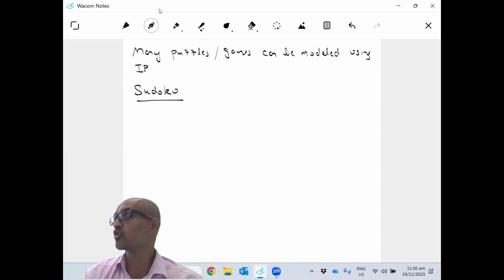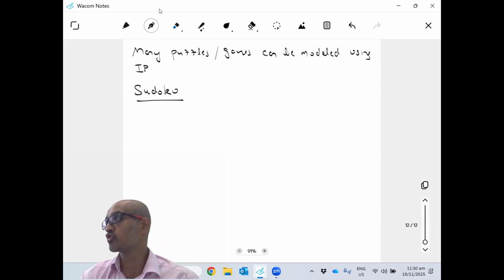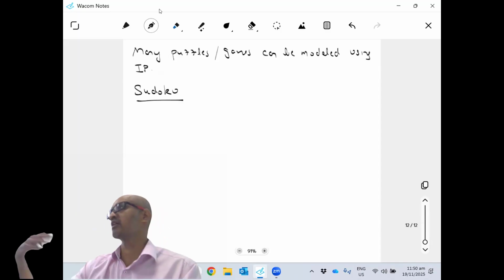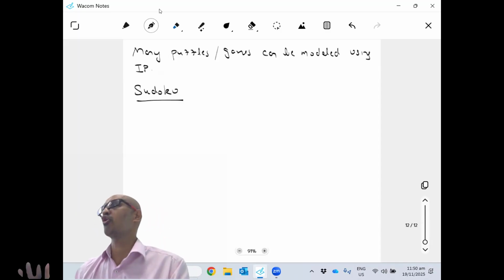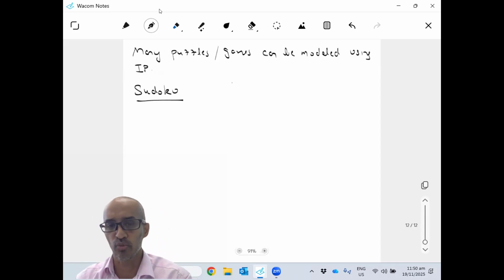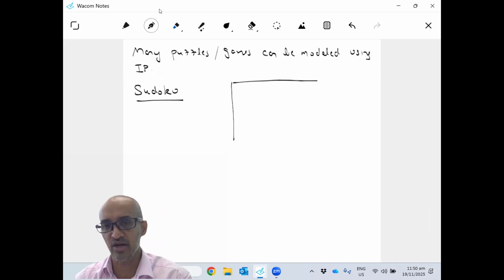You're familiar with the game Sudoku, with the puzzles, with this crossword Sudoku? Okay. So I'm going to sort of take the fun out of Sudoku by saying that solving Sudoku is basically solving an integer linear program. Why? So what is Sudoku? So you've got a 9 by 9 grid.